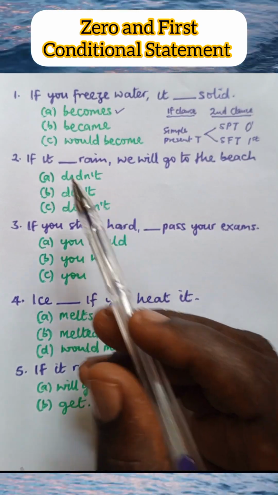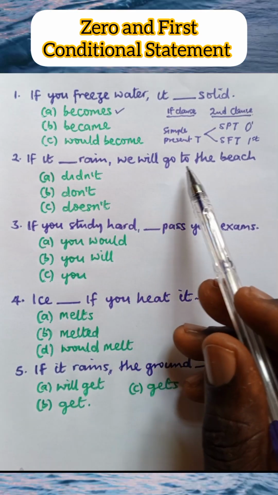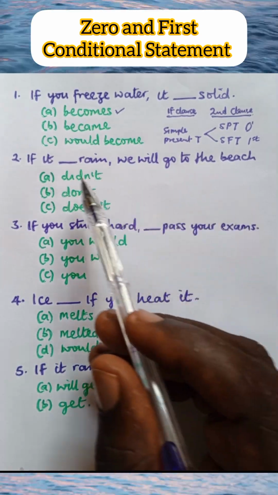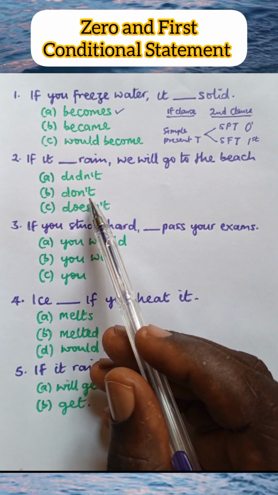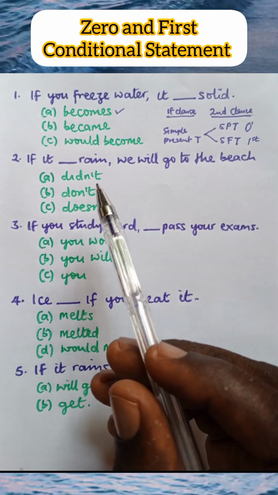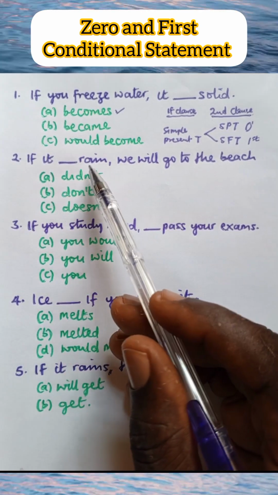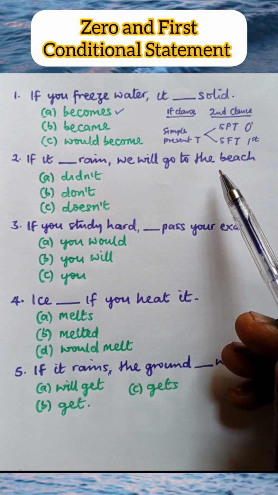Number 2, if it's blank rain, we will go to the beach. A. If it didn't rain. B. If it don't rain. C. If it doesn't rain. Now, these are the two clauses. If it blank rain is the if clause. We will go to the beach is the second clause.